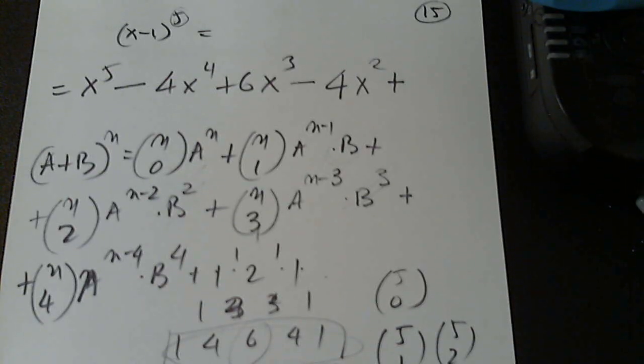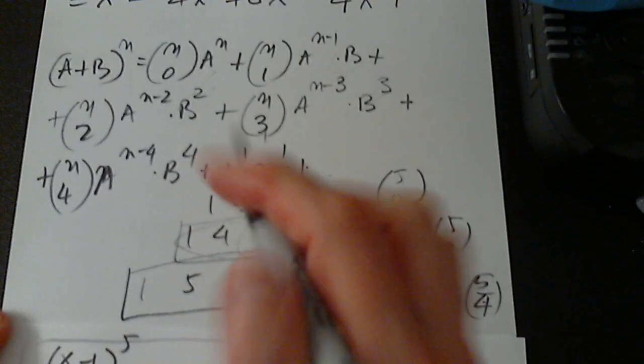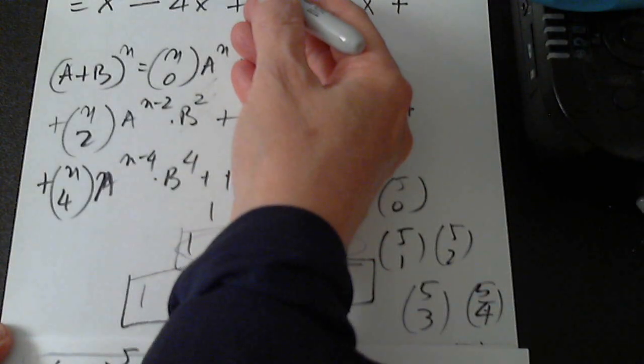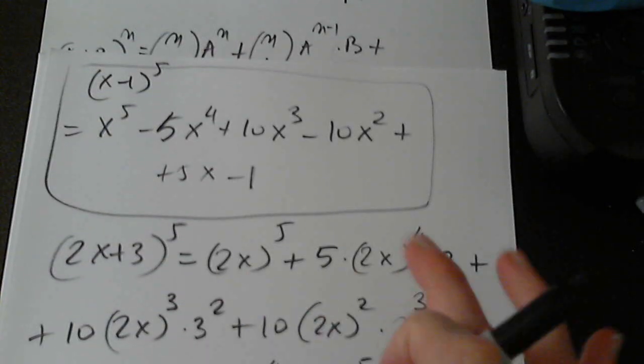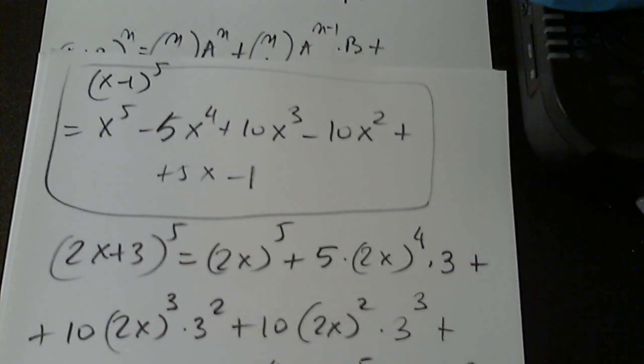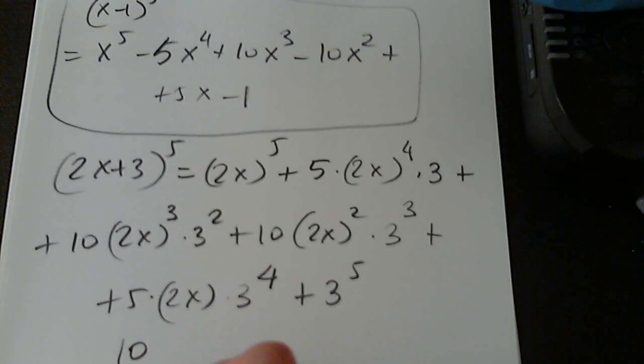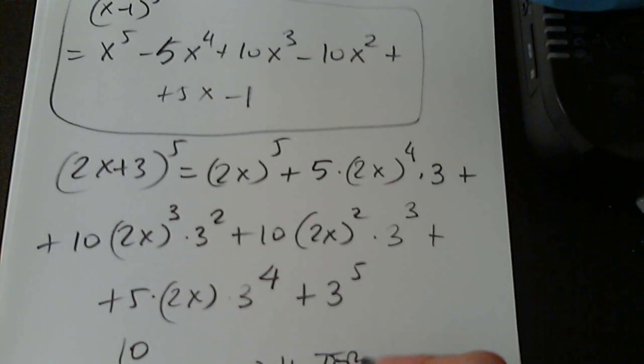And how do you know when to stop? You know when to stop based on the power. So if the power is 5, you have to have 6 terms: 1, 2, 3, 4, 5, 6. If the power is 10, I have to have 11 terms.